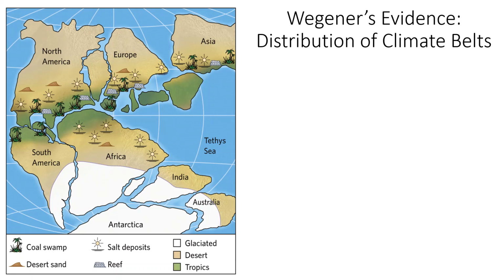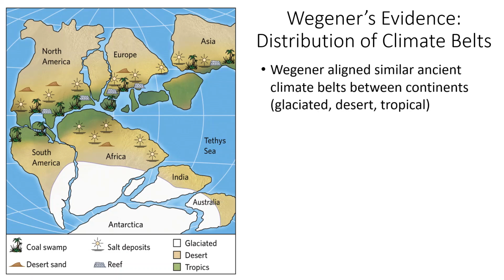So, Wegener's evidence. First off, we want to talk about distribution of climate belts. So Wegener aligned similar ancient climate belts between continents, and these climate belts basically are glaciated, desert, and tropical. So you can see that in the figure on your left.